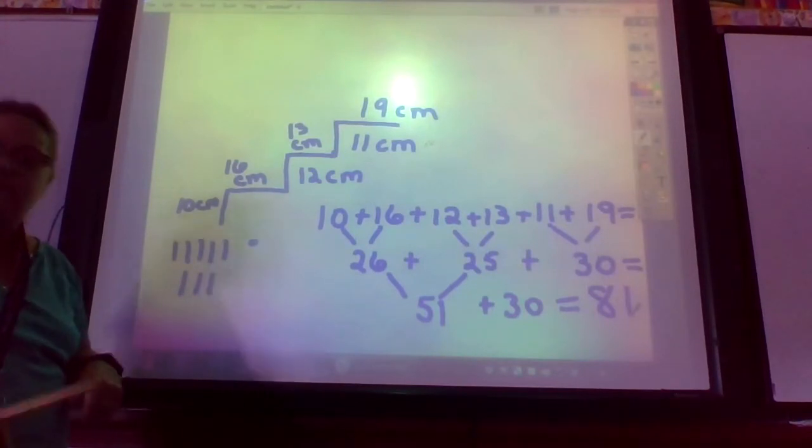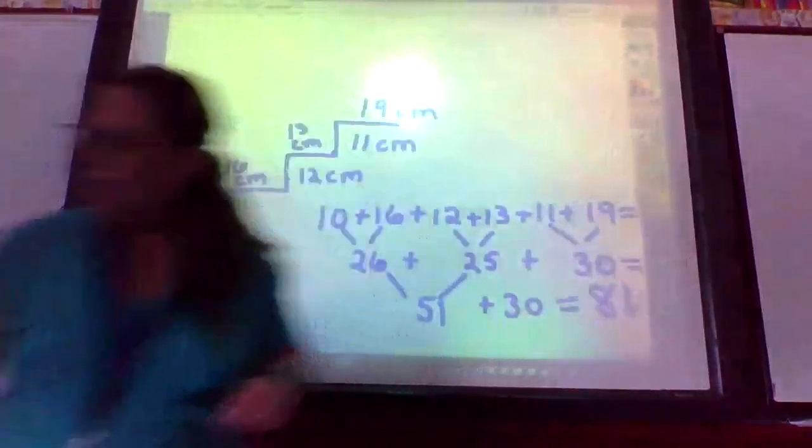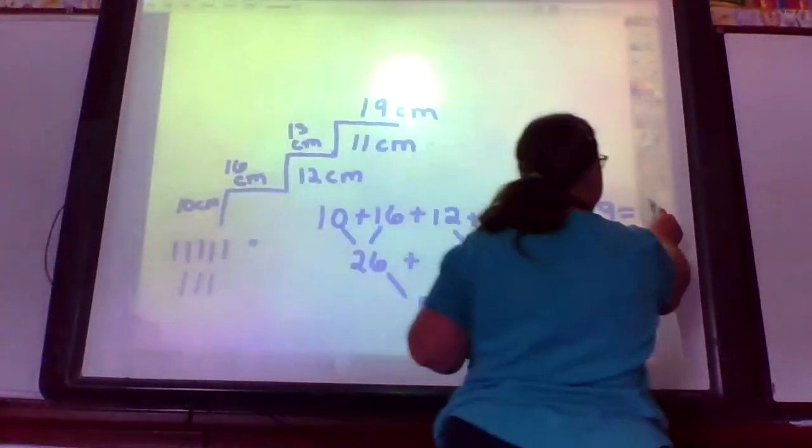Okay? So that's what we're going to be doing today. Measuring like this. And it's kind of fun to do it that way. So, if you have your ruler, make sure that it's cut out so we can use it, because you're going to be using it some.